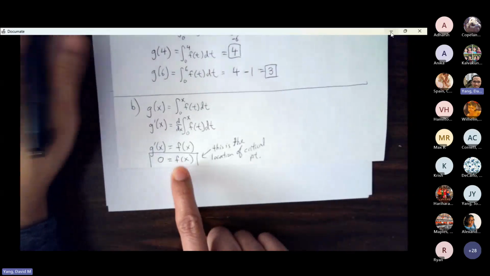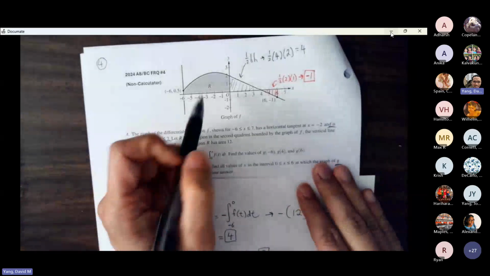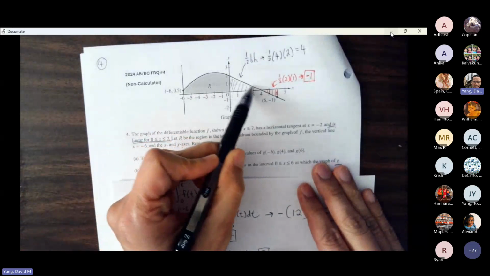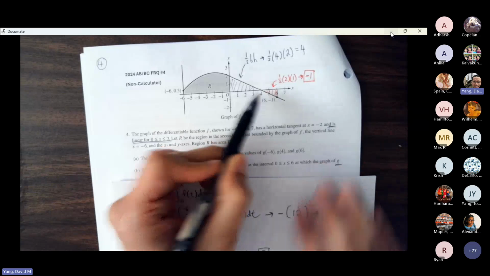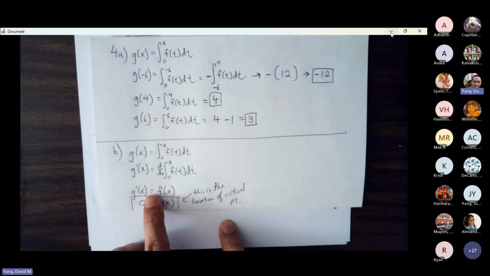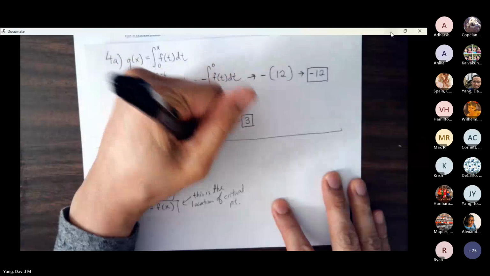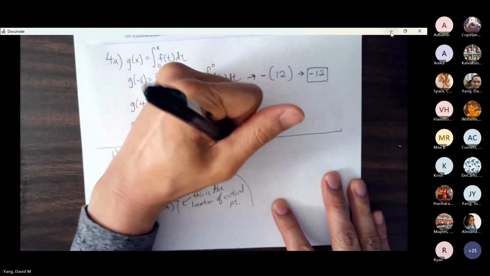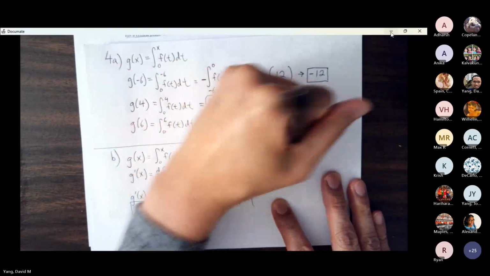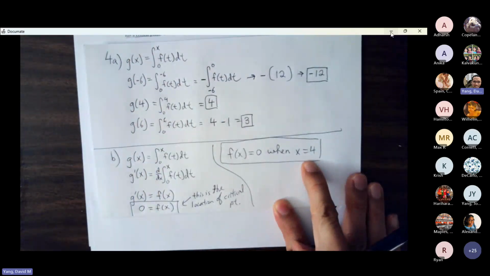And if I'm looking on the graph to help me locate where f of x is going to be equal to 0, that's basically the x-intercept, right? So this is my f of x graph. F of x is going to be 0 at 4. So that fulfills the condition. We know our critical point is where g prime is equal to 0. G prime is the f. And since we have the graph of f, we can make that connection. So f of x equals 0 when x equals 4. So we found the critical point, and that's all we need to find.